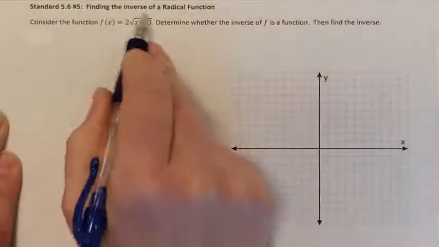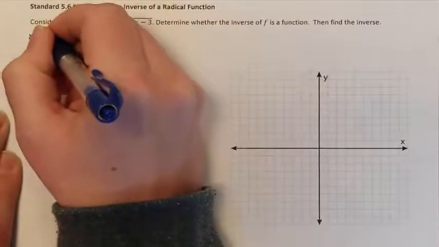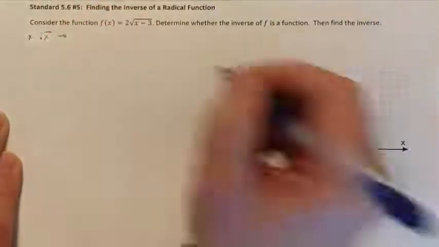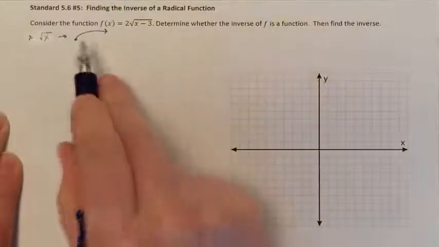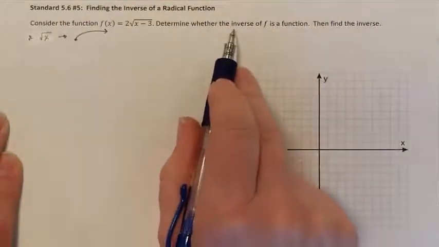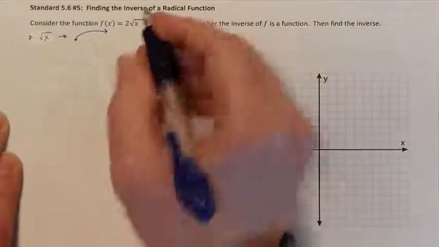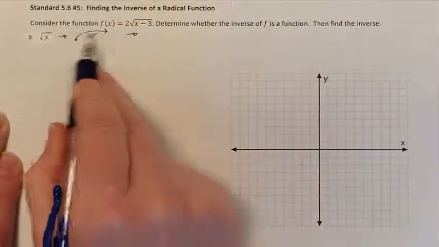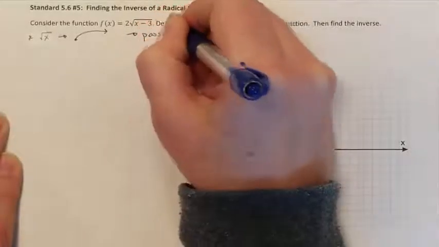So it first wants me to consider this function. This function is along the lines of a parent that is the square root of x. The square root of x ends up looking like this. Is the inverse of this going to be a function? Well, do I end up passing the horizontal line test? The horizontal line test: does it cross in more than one spot at any given time? It does not. So this does pass the horizontal line test.